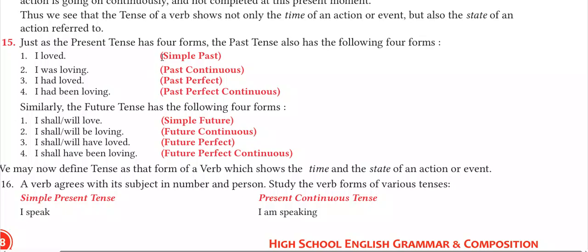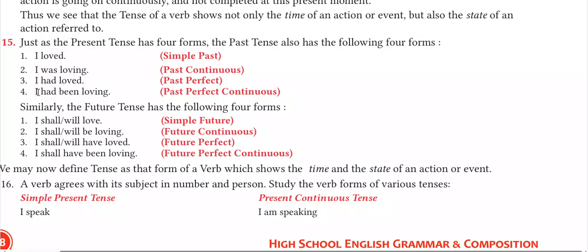If we see simple past, we are using the second form of the verb, and then past continuous. Whenever there is continuous, you have to use the ing form of the verb, and in past continuous we have only two helping verbs, that are were and was. Perfect tense means there is had. In past perfect we have only one helping verb, that is had, and with had we are using the third form of the verb, the past participle.